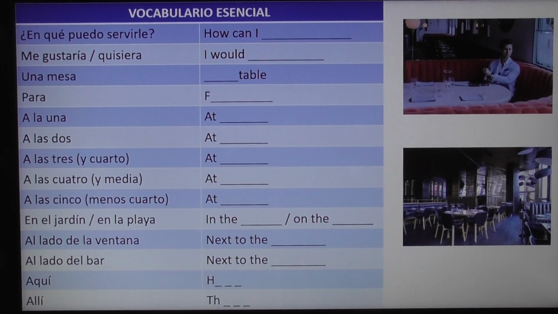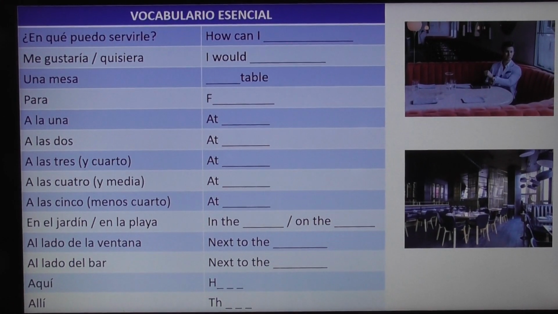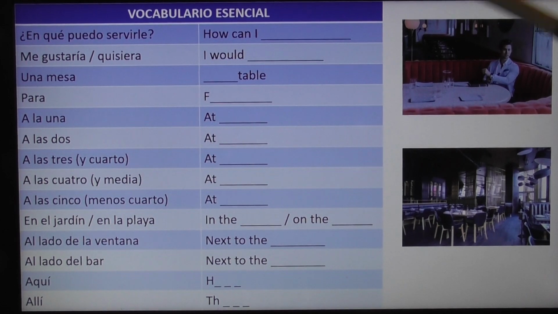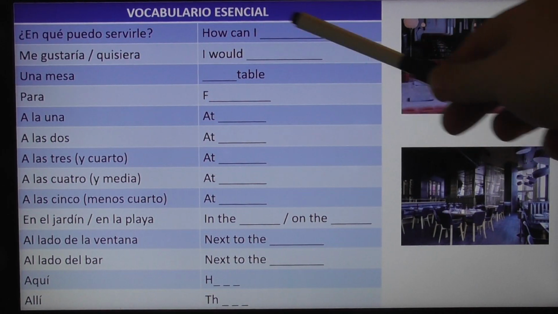Okay, see you shortly. Hasta luego. Y listos en A, B, C. Okay. ¿En qué puedo servirle? How can I help you, or how can I be of service?